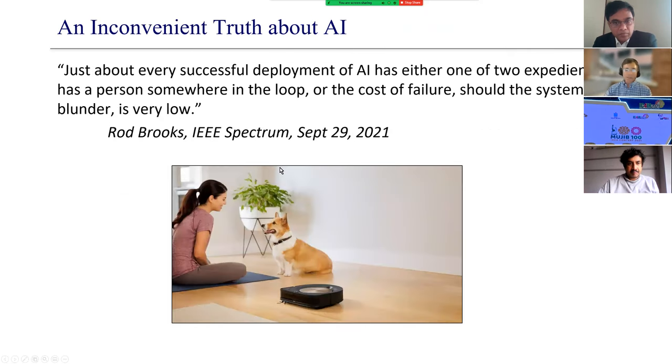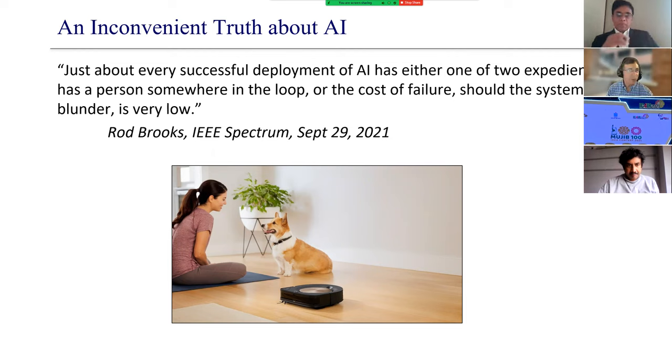So really just taking you through these various thoughts on these technologies over the last 40 minutes, I just want to almost end on this slide, which is a quote from Rod Brooks. I don't know if you know who Rod Brooks is. He's a very famous former MIT professor who worked in robotics for many years at MIT.